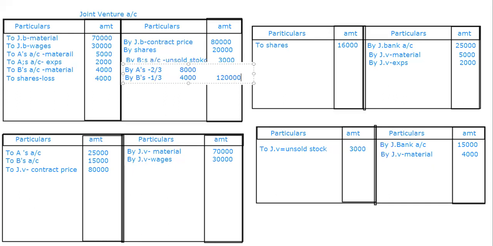Now we have transferred to the individual account. So here it is by, so that means loss here, it will be like this, 2 joint venture loss, which is 8,000. As well as for the B also, it is 2 joint venture loss, which is 4,000.